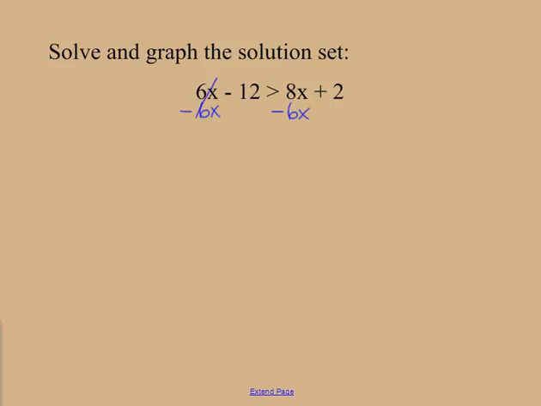So these will cancel out on the left, leaving me with negative 12 is greater than 8x minus 6x is 2x plus 2. Next, I'm going to subtract 2 from both sides. That way I get my constants on the left side, and I can combine them. Negative 12 minus 2 is negative 14.